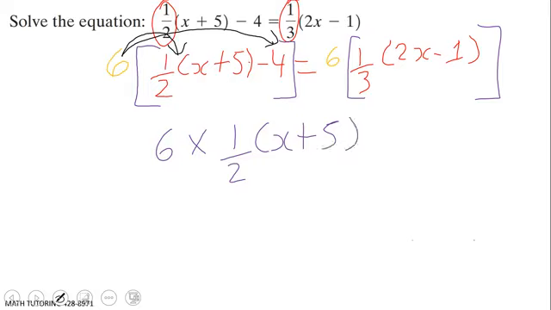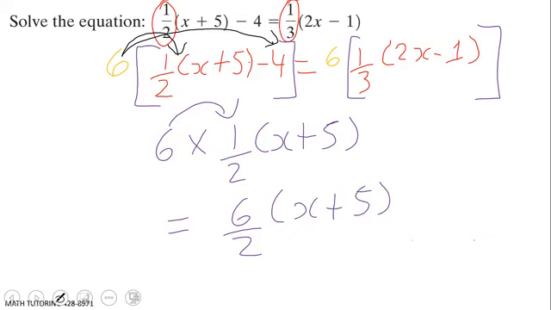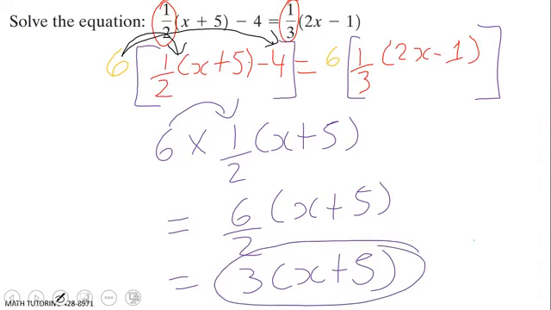Well, notice that all we need to do is multiply the 6 by the 1. And so we have 6 over 2 multiplied by x plus 5. And then we just have 6 divided by 2. What is 6 divided by 2? Indeed, 6 divided by 2 is 3. We know that. So now we have 3 open bracket x plus 5. So that's what we have for one of the terms.